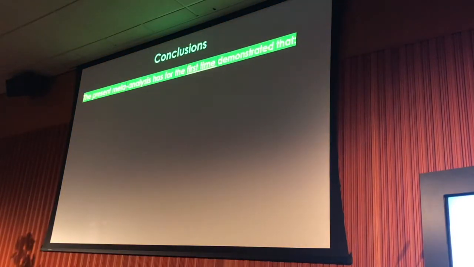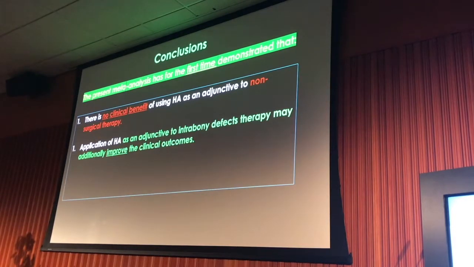So as a conclusion, the meta-analysis has for the first time demonstrated that there's not much clinical benefit when we use hyaluronic acid as an adjunctive to non-surgical therapy. However, if we use it in conjunction with an open flap debridement in an intrabony defect, we may additionally improve the clinical outcomes. We can also criticize that we still don't have histologic evidence for periodontal regeneration if you use hyaluronic acid, but I think clinically the data are quite interesting.